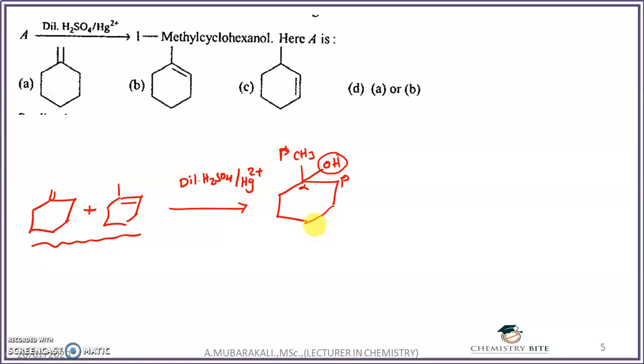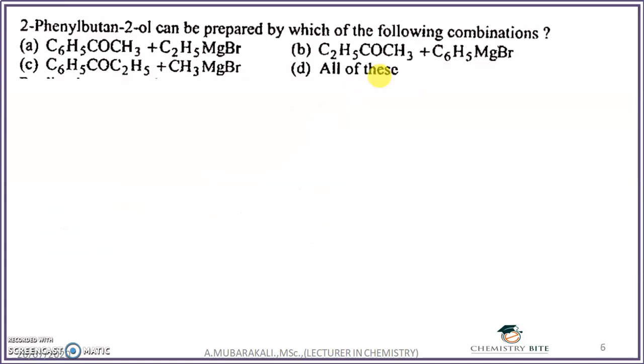So you will get the 1-methyl cyclohexanol. So the right answer is D. D is the right answer. Coming to the next question: 2-phenyl butan-2-ol can be prepared by which of the following combinations?